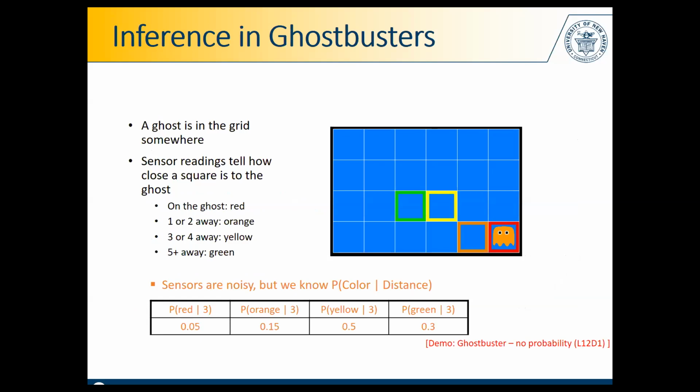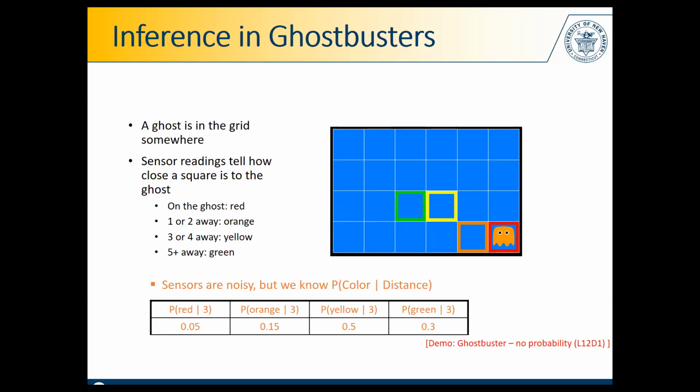Okay, so as usual, we're going to begin with a toy example. This toy example is a game. We're going to call it Ghostbusters. A ghost is in the grid somewhere. We have a rectangular grid, and there is a ghost somewhere in the grid, but we don't know where it is. The objective is for us to find where the ghost is.